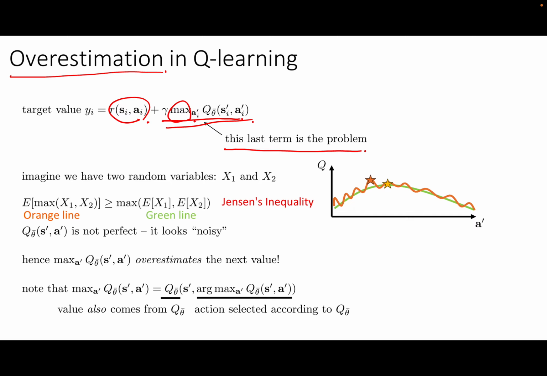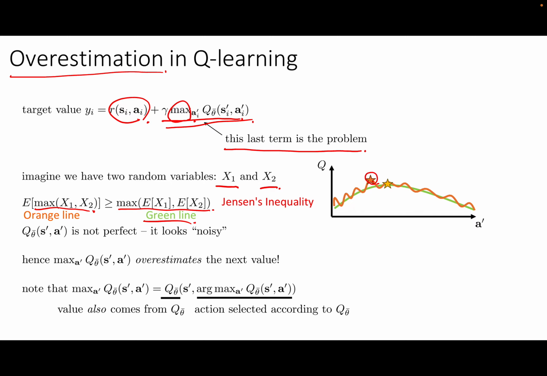So imagine we have two random variables, x1 and x2. Here, the expectation of the maximum of the two random variables is visualized by the orange line, this orange star. And how about this one? The maximum taken with the true values of the expectations of x1 and x2, that is the green one.